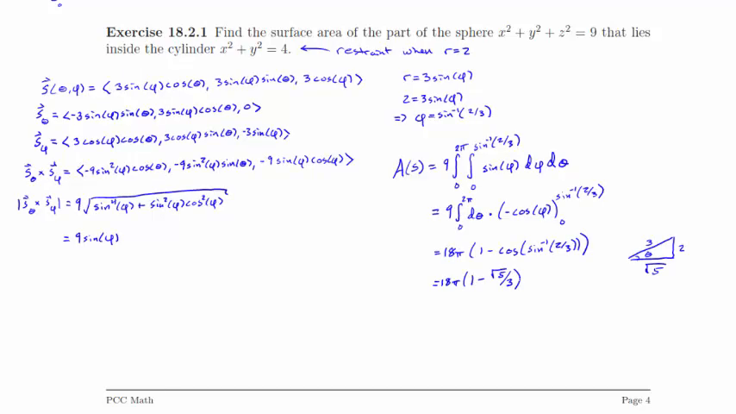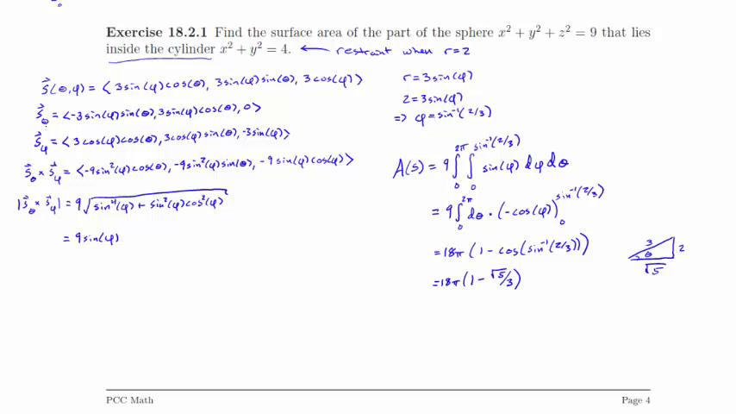Alright, so we want to find the surface area of the part of the sphere x squared plus y squared plus z squared equals 9 that lies inside the cylinder x squared plus y squared equals 4. So let's recognize that this inside the cylinder bit is implying that this is our restraint. The surface that we're actually looking at is the sphere itself. So we parameterize the sphere, and I'm labeling that S, the vector S of theta, comma phi, equals the vector 3 sine of phi cosine of theta, comma 3 sine of phi sine of theta, comma 3 cosine of phi. That's our standard parameterization for a sphere.